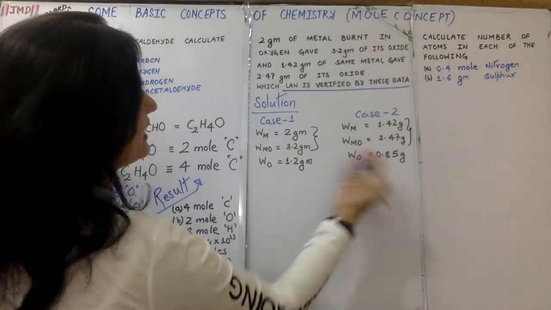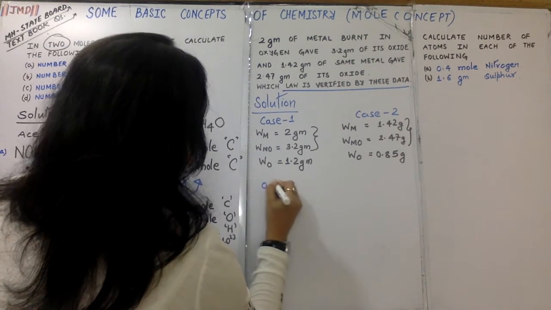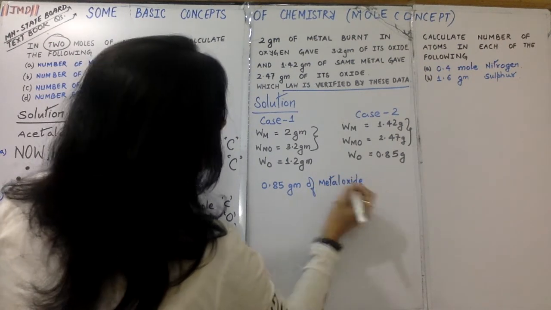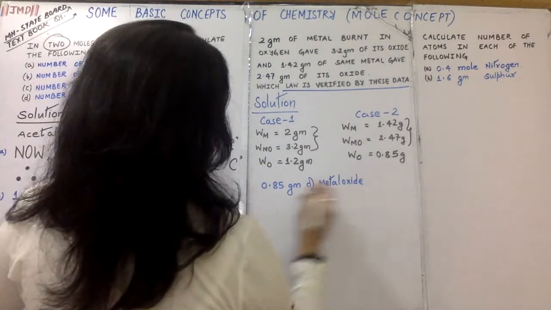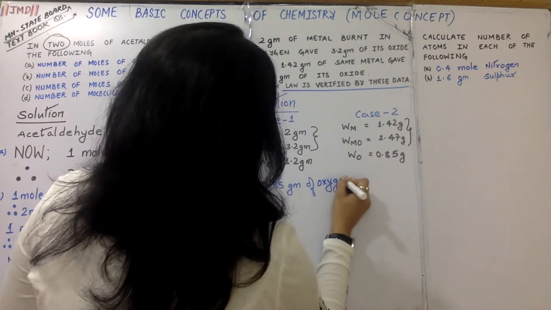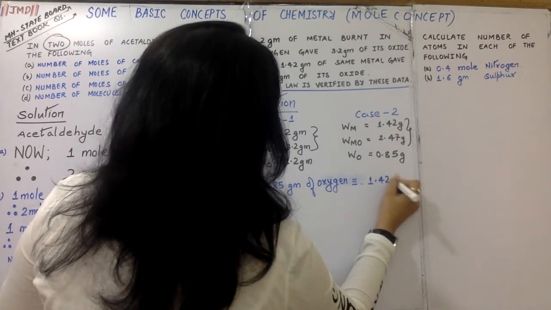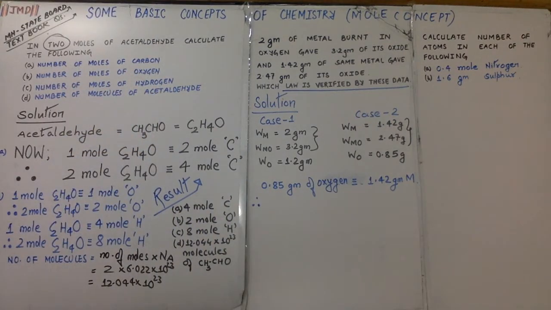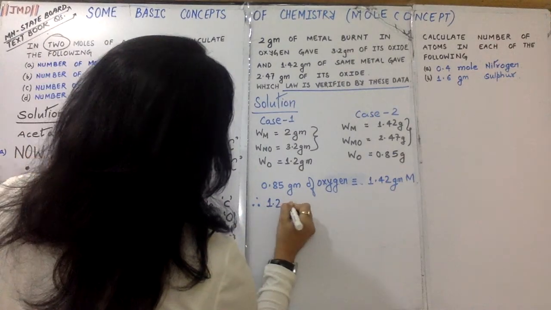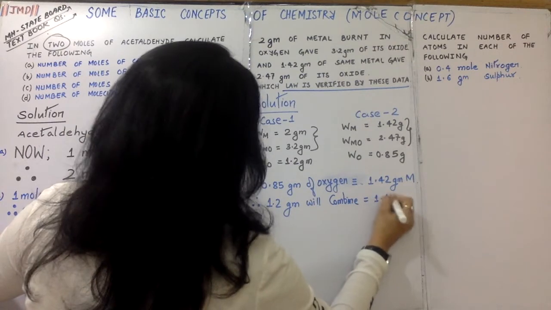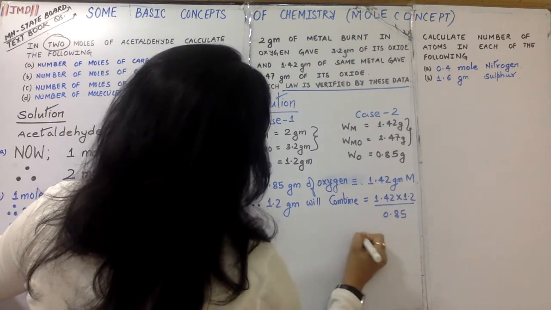Now we can compare any one side. Say 0.85 gram of oxygen combines with 1.42 gram of metal. Therefore, 0.85 gram combines with 1.42 gram metal. So 1.2 gram of oxygen will combine with 1.42 into 1.2 upon 0.85. If you solve this, it will come to 2 gram.